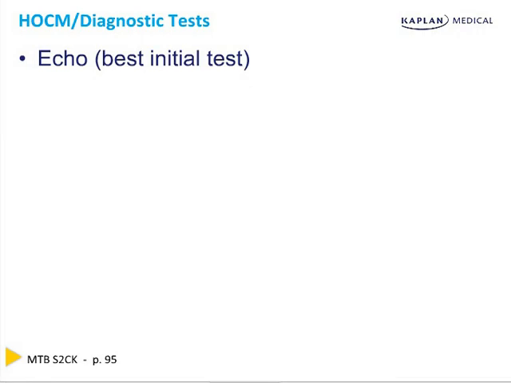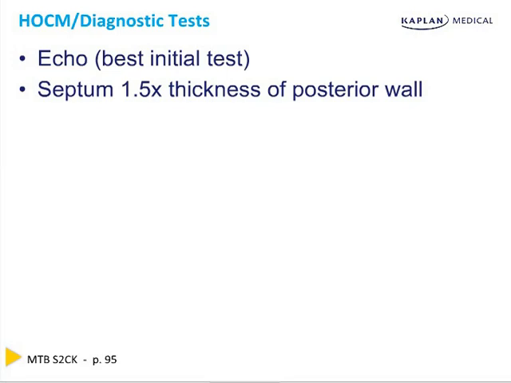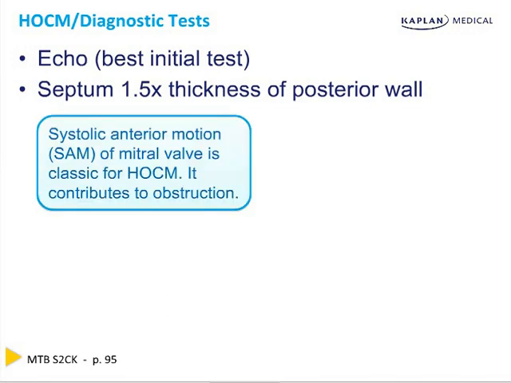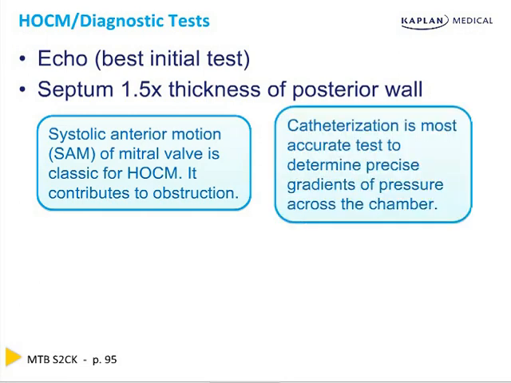As it is in all valvular and all cardiomyopathy diseases, the best initial test is an echocardiogram. Again, follow the same pattern of transthoracic echo first; transesophageal echo is more accurate. The septum should be unusually thick, more than 1.5 times the thickness of the posterior wall. And systolic anterior motion of the mitral valve: basically the mitral valve with the obstruction gets sucked into the wrong direction, anteriorly, and helps contribute to the obstruction.